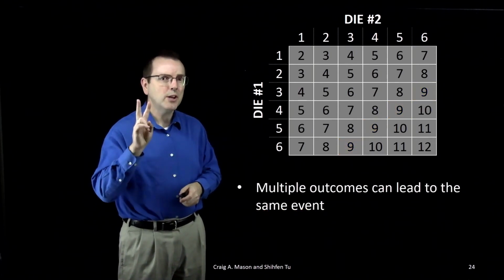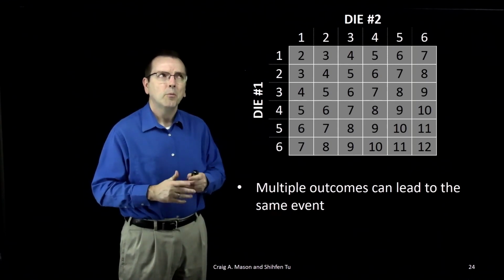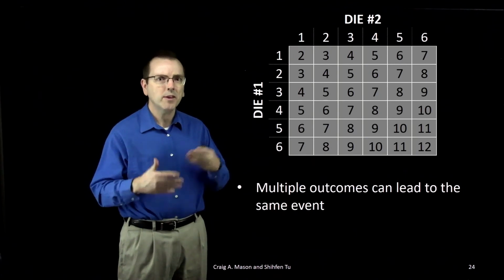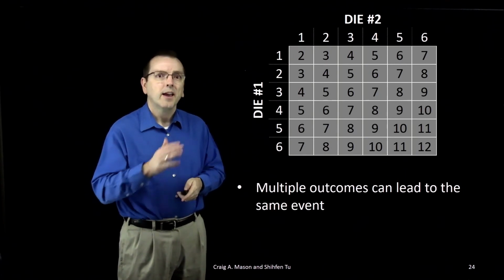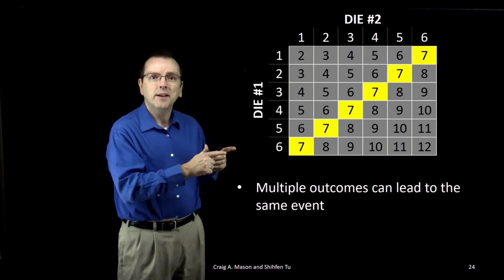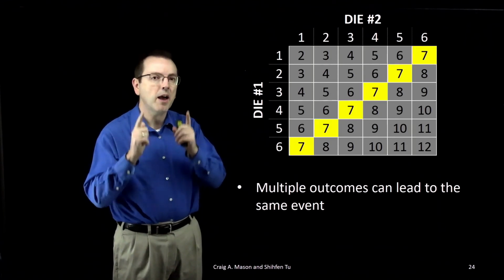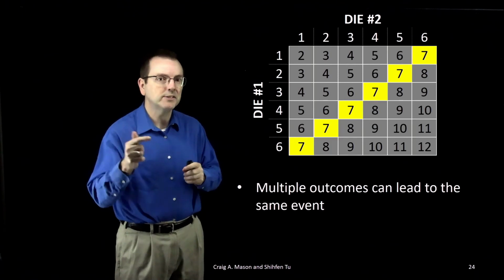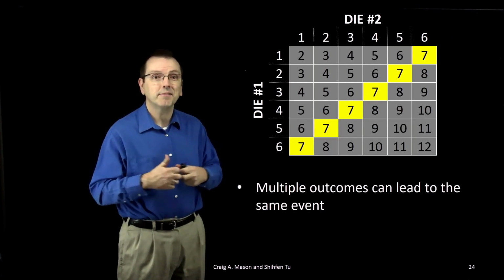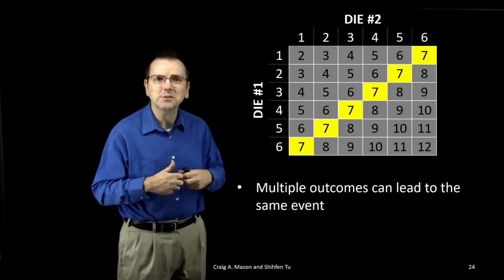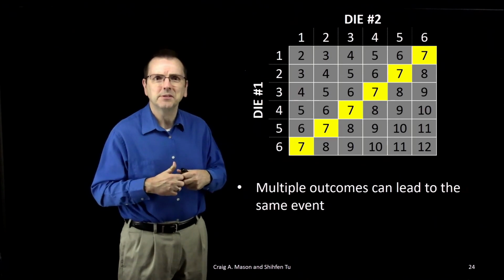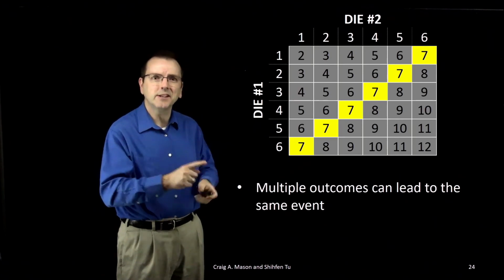Now, 2 key points so far. One is that the same event may happen in more than one way. I mean, each of these is a different outcome that leads to the same event of rolling a 7. In fact, depending on what you're looking at, there may be thousands of different ways, thousands of different outcomes that all result in the same event.